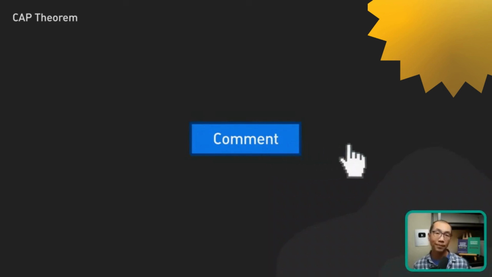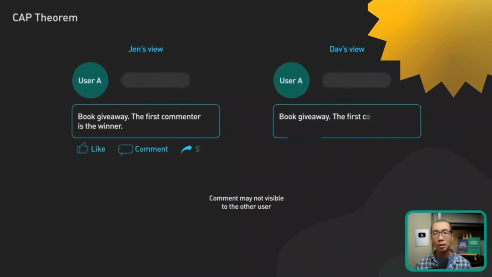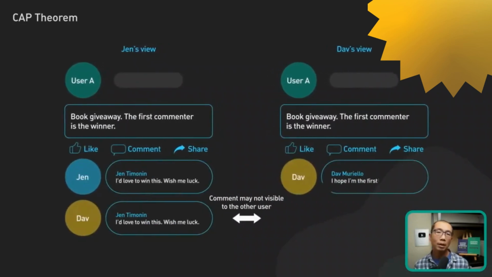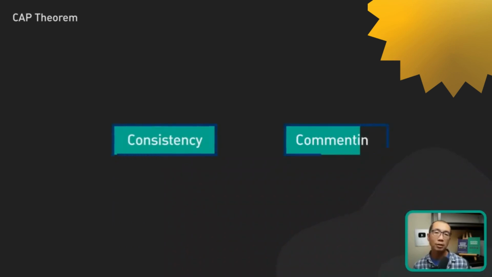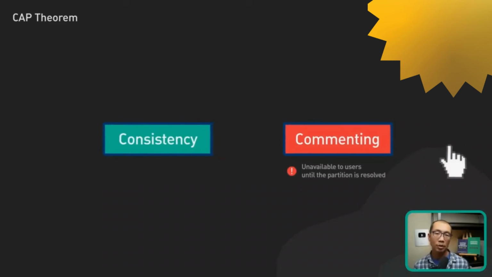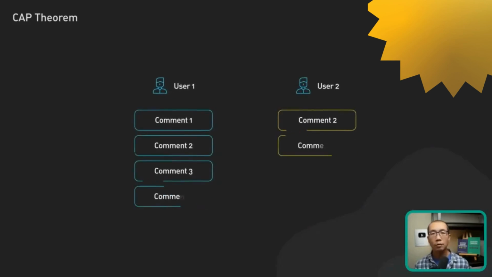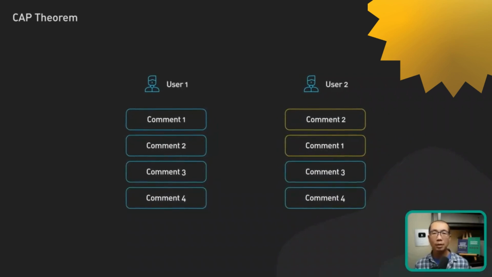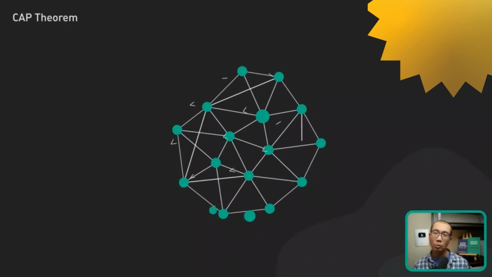Now let's go through another example and see how a social media platform could apply the CAP theorem. During a network partition, if two users are commenting on the same post at the same time, one user's comment may not be visible to the other users until the partition is resolved. Alternatively, if the platform prioritizes consistency, the commenting feature may be unavailable to users until the partition is resolved. For a social network, it is often acceptable to prioritize availability at the cost of users seeing slightly different views some of the time.